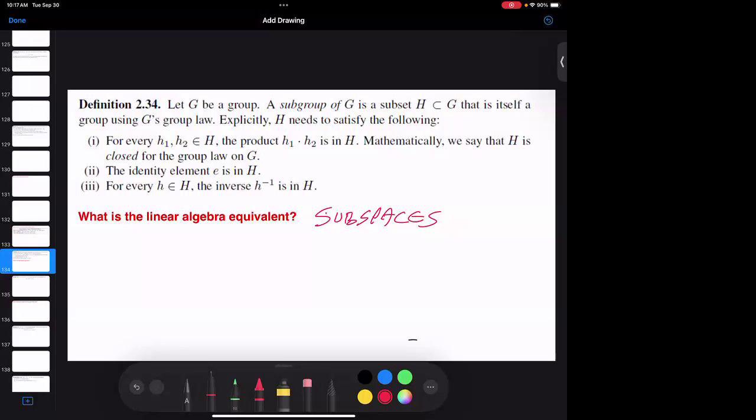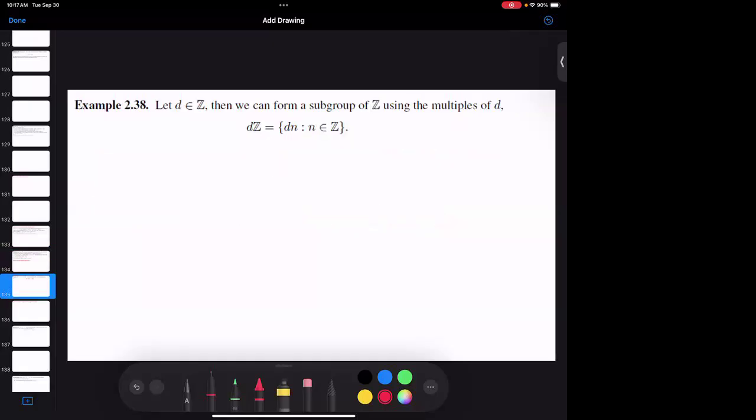So I can have subspaces of different dimensions. Similarly, I can have groups of different sizes. I can have subgroups of different sizes. Okay, so let D be some integer. We can form a subgroup of the integers by just looking at the multiples of D. And clearly, under addition, a multiple of D plus a multiple of D is a multiple of D. Associativity is fine. What's the identity element under addition? 0. I'm going to have 0.